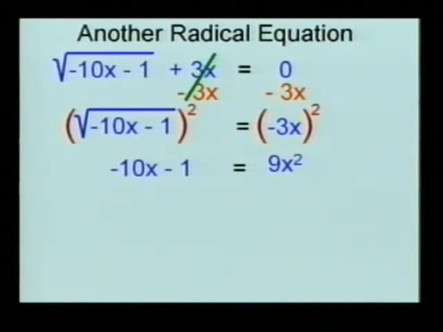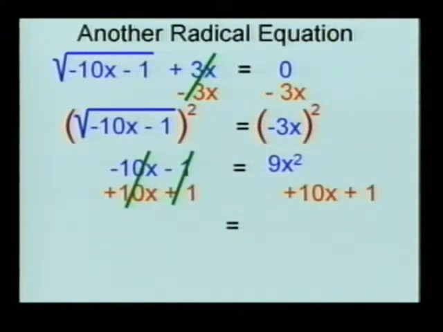Now, this is a quadratic. So I'm going to want to factor. I'm going to get a 0 on one side and factor, remember? Let me add a 10x and add a 1 to get a 0. On the left side, they'll be gone, and I'll get 0. On the right side, I have a quadratic expression.